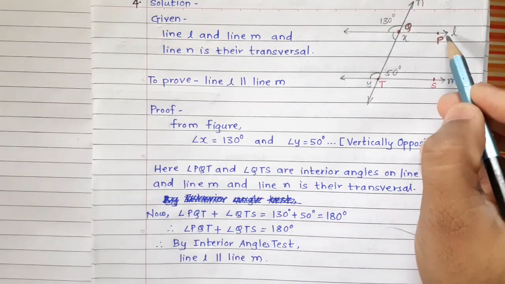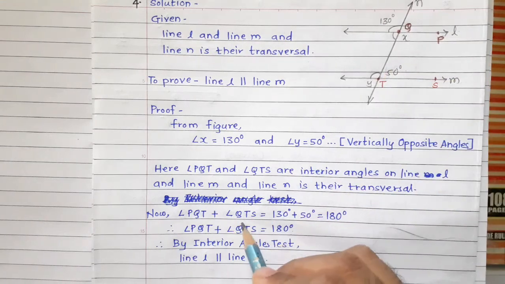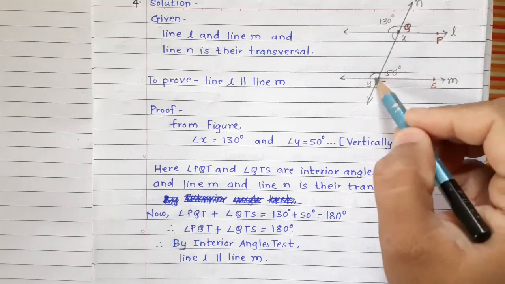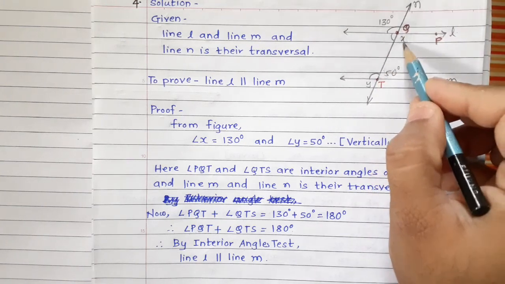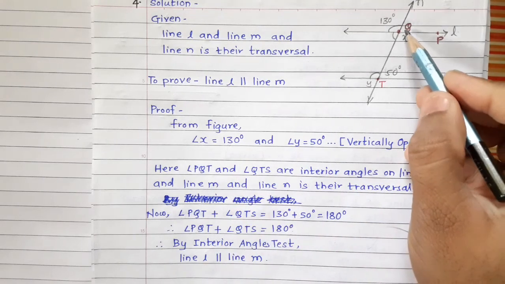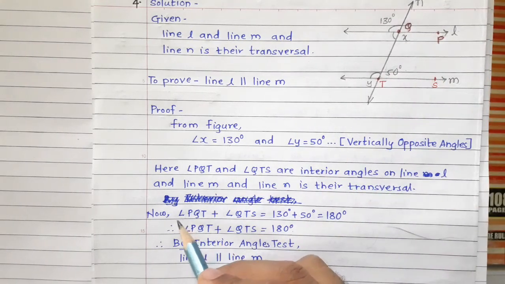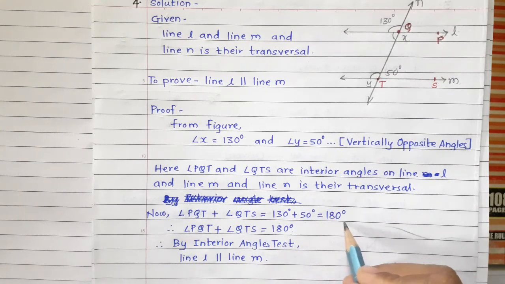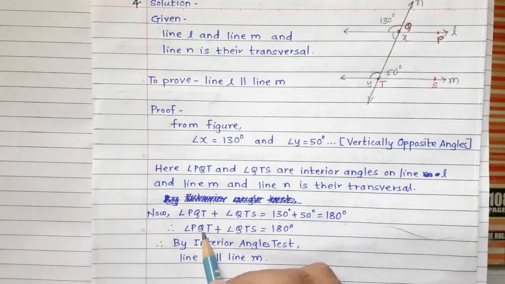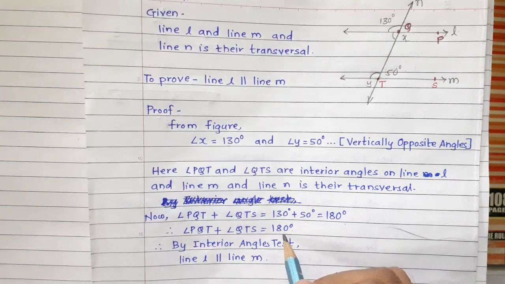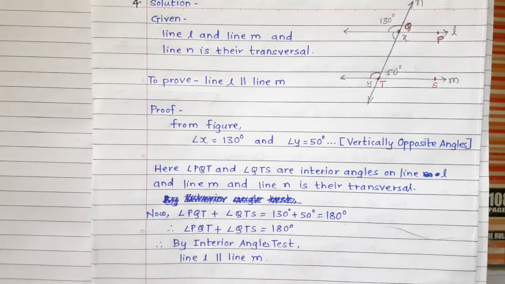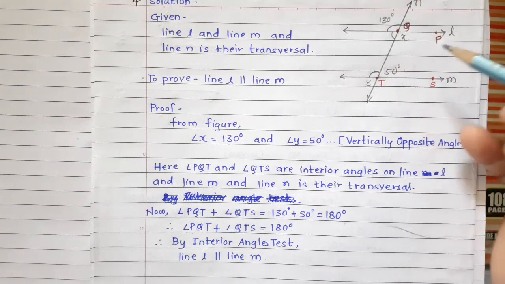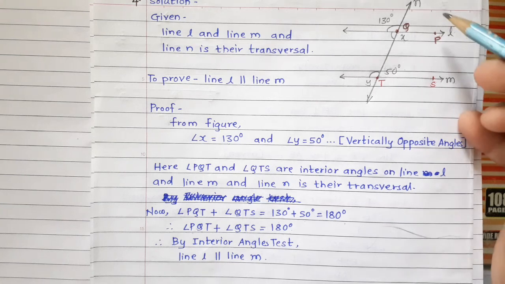Now angle PQT plus angle QTS. Here the measure of angle PQT is 130 degree because PQT is X and X is equal to 130 degree, and angle QTS is equal to 50 degree. So angle PQT plus angle QTS is equal to 130 degree plus 50 degree is equal to 180 degree. That means these two angles are supplementary angles. That means here we are getting two supplementary interior angles on lines L and M, and N is their transversal.